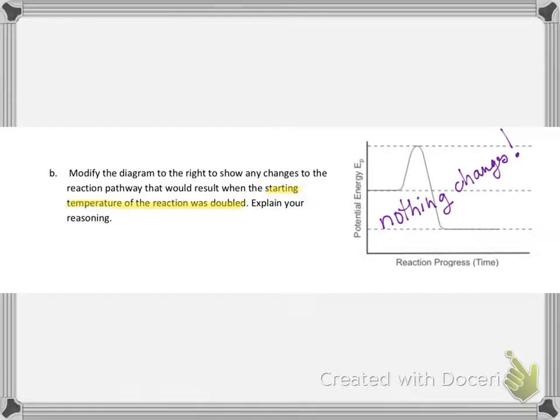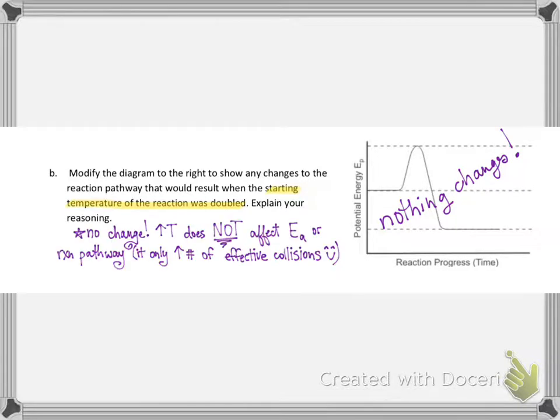Haha, did you catch my trick? It's a trick question. There is no change to the reaction pathway. Increasing the temperature does not affect the activation energy or the reaction pathway. All it does is increase the number of effective collisions.